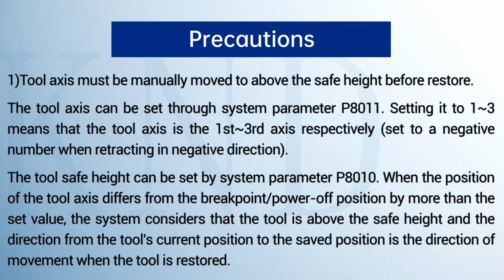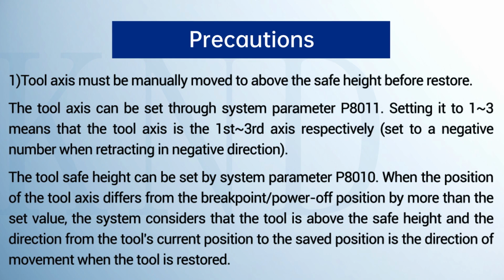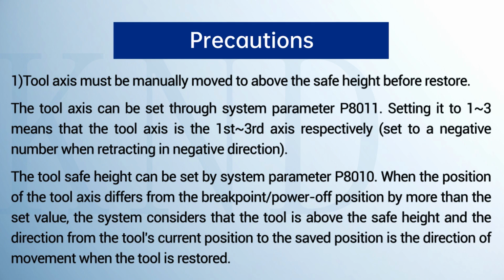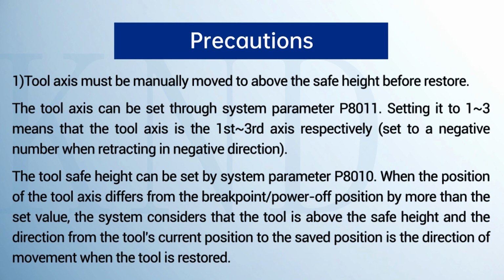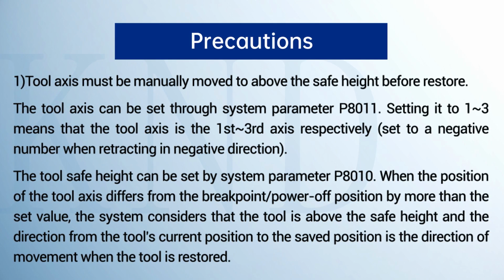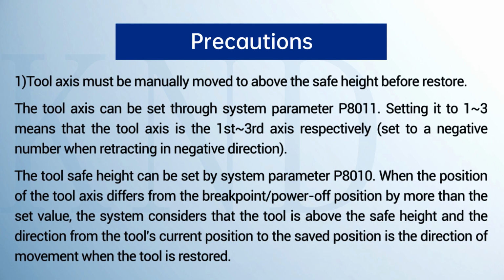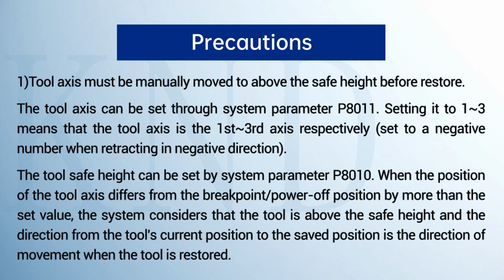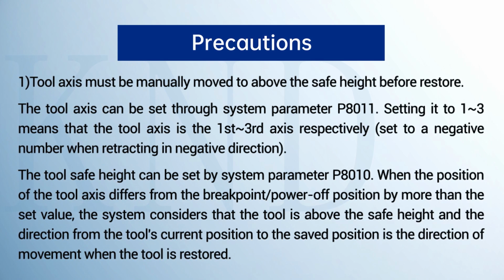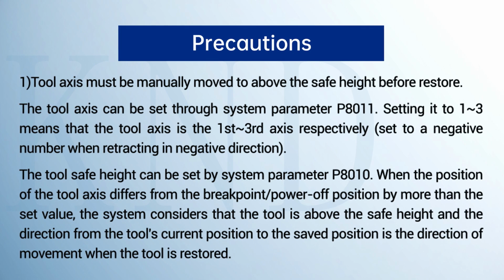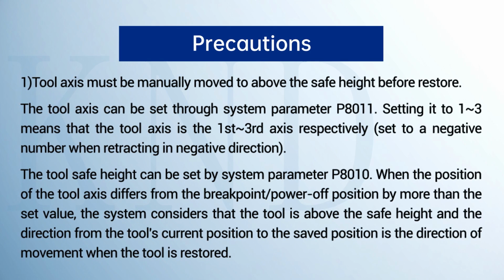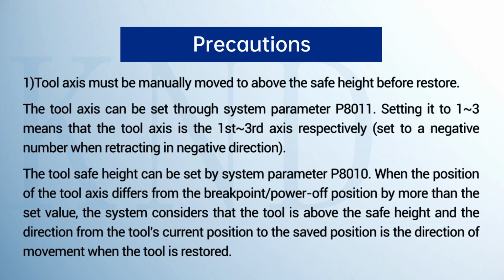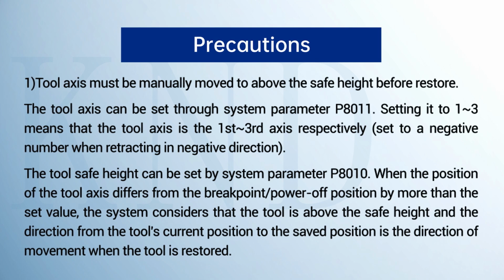Precautions. 1. Tool axis must be manually moved to above the safe height before restore. The tool axis can be set through system parameter P8011. Setting it to 1 to 3 means that the tool axis is the first to third axis respectively. The tool safe height can be set by system parameter P8010. When the position of the tool axis differs from the breakpoint power off position by more than the set value, the system considers that the tool is above the safe height, and the direction from the tool's current position to the safe position is the direction of movement when the tool is restored.